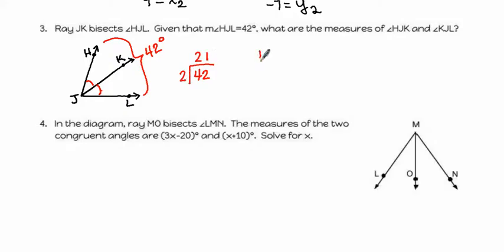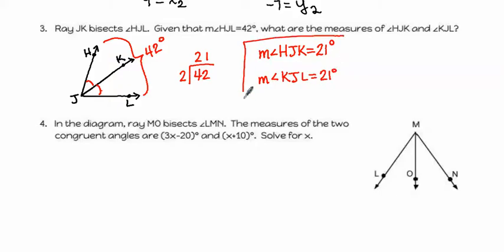So the measure of angle HJK equals 21 degrees. Don't forget your little m. The measure of angle KJL equals 21 degrees. And that's how we're going to write notationally, how we're going to write measures of an angle. Remember the little m out front. And don't forget your degree symbol. Okay, so that's number 3.